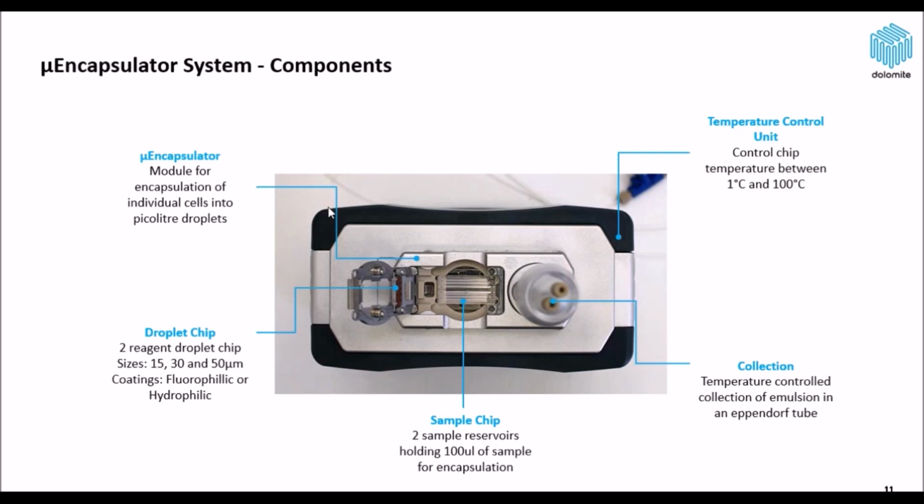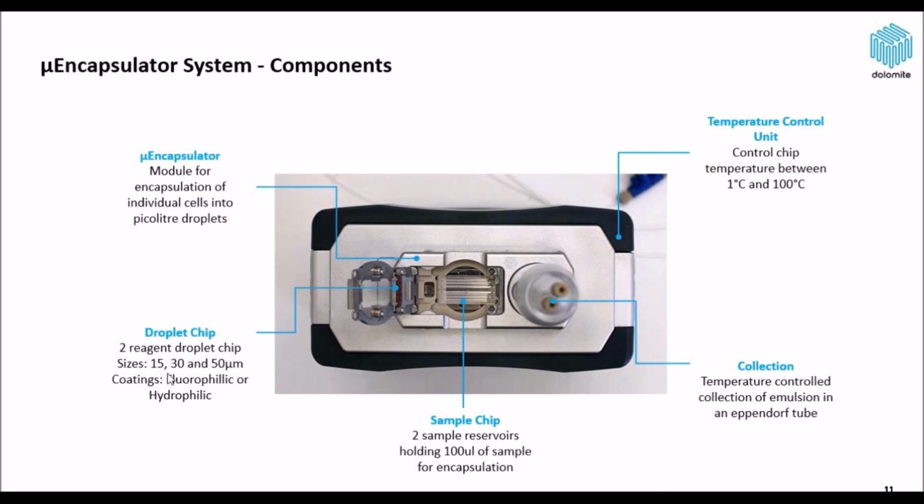So just a top view of the TCU and the microencapsulator module here. We've got the sample reservoir chip. So here's the reservoir chip. This is where your samples would be loaded. The volume of this is 100 microliters. So you would be able to load 100 microliters of your, let's say, bacterial cells and 100 microliters of your reaction mix. And then we have our 2 reagent droplet chip, which fits into this slot here.